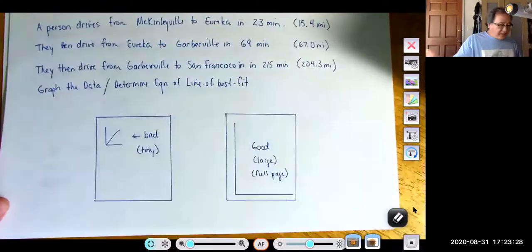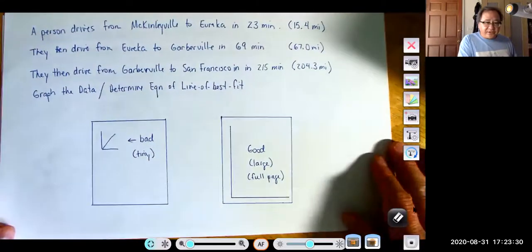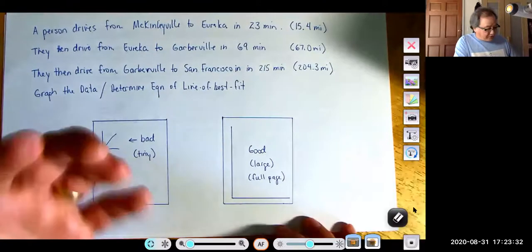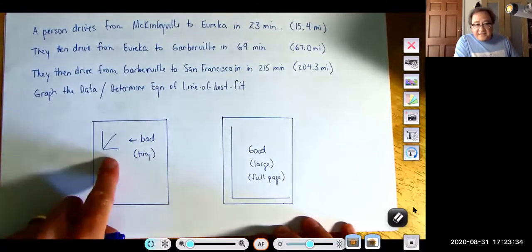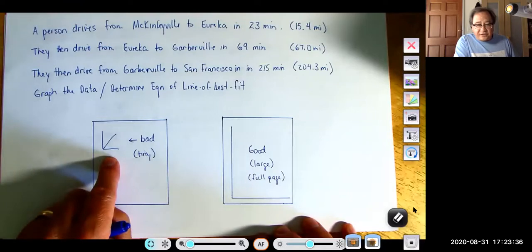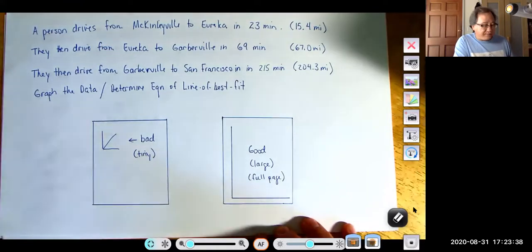Another thing you want to do when you're graphing things is draw a large graph. So here's a piece of paper. This tiny itty bitty little graph is no good. You want a big full page graph.